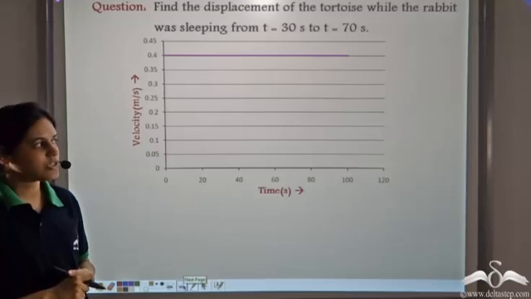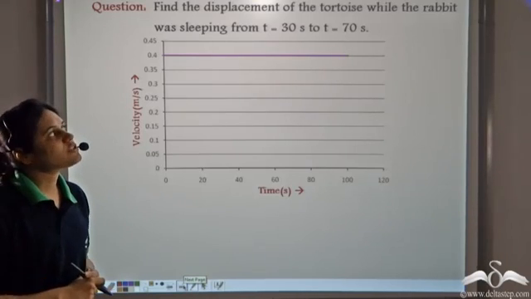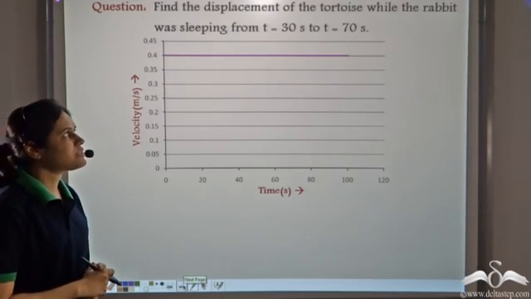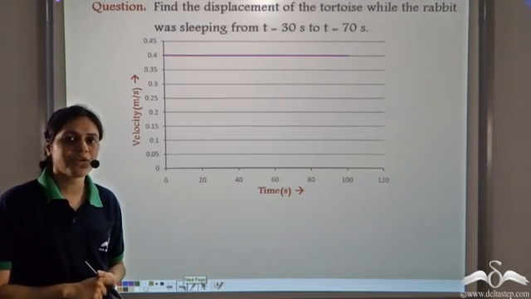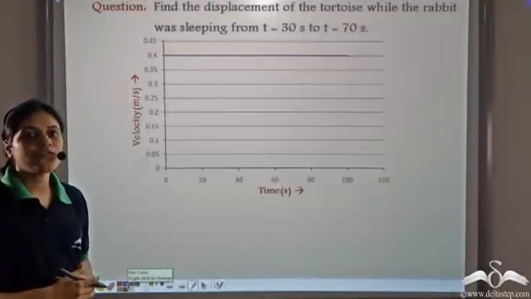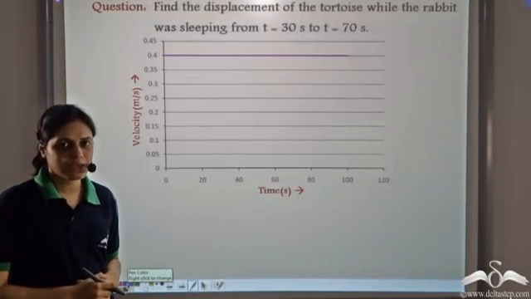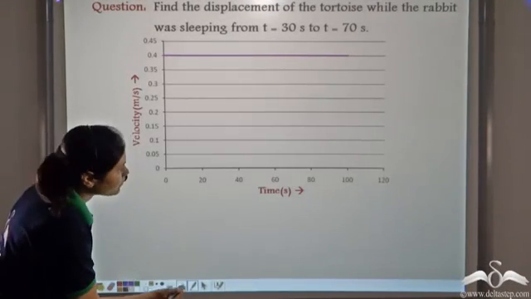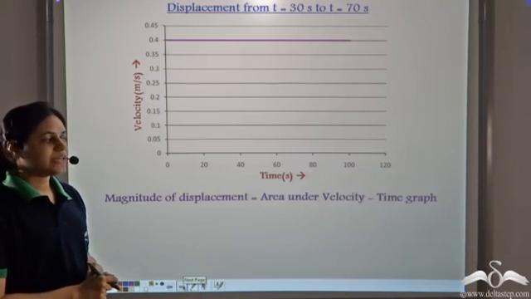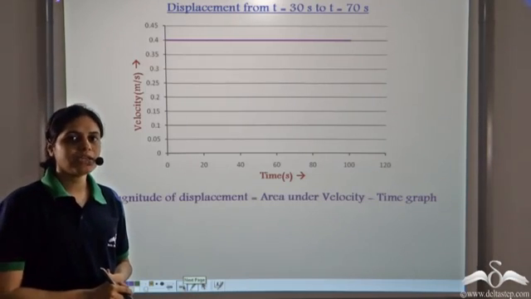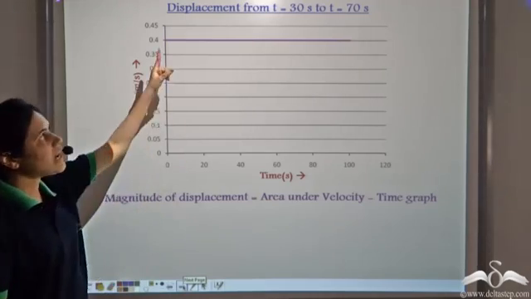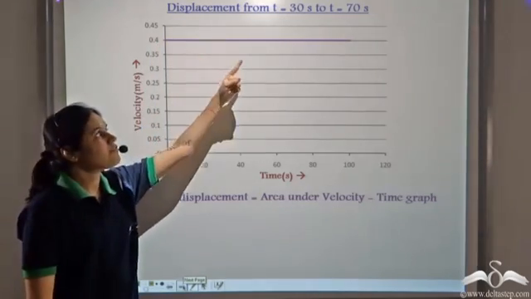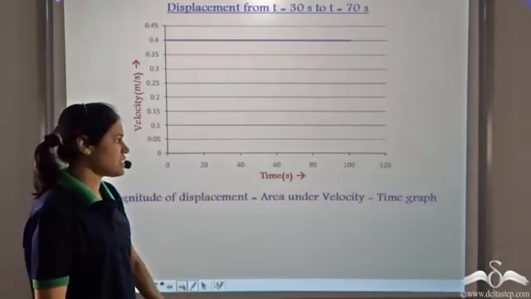Now solve this question. Find the displacement of the tortoise while the rabbit was sleeping from t equal to 30 seconds to t equal to 70 seconds. Now we have to calculate the displacement of the tortoise. We know that magnitude of displacement is equal to area under the velocity time graph. We have to calculate displacement from 30 seconds to 70 seconds.